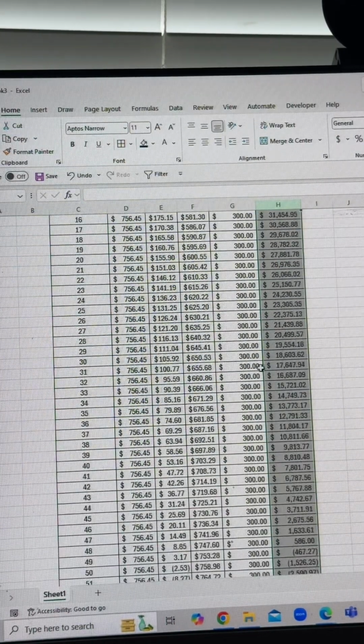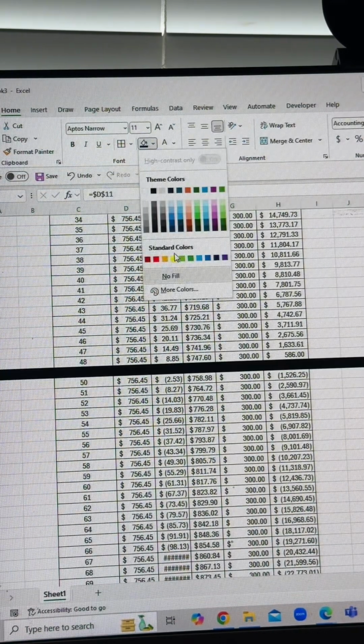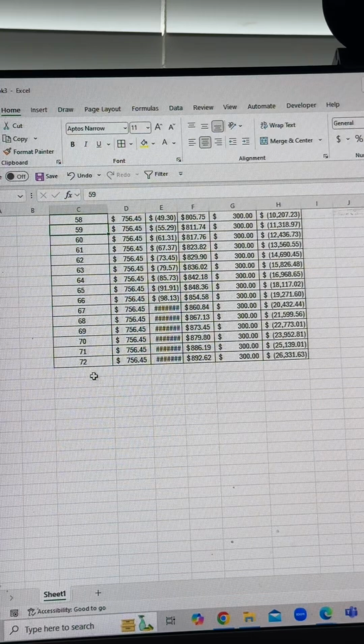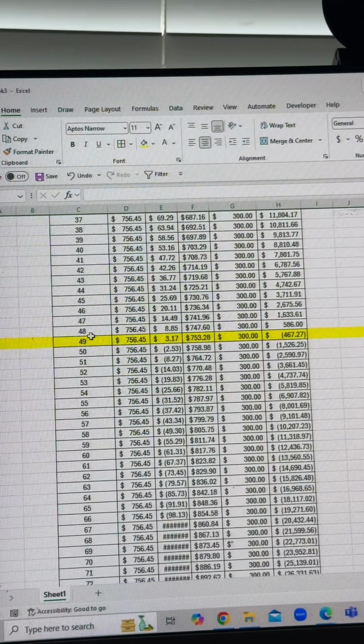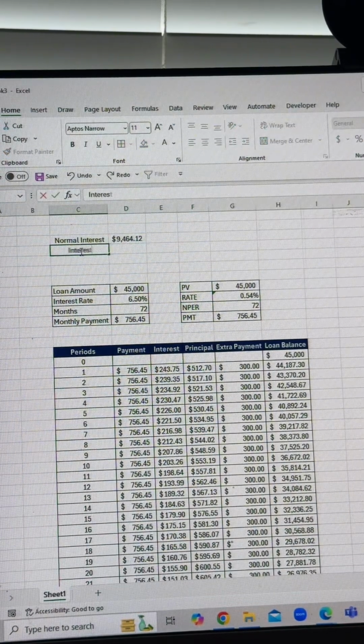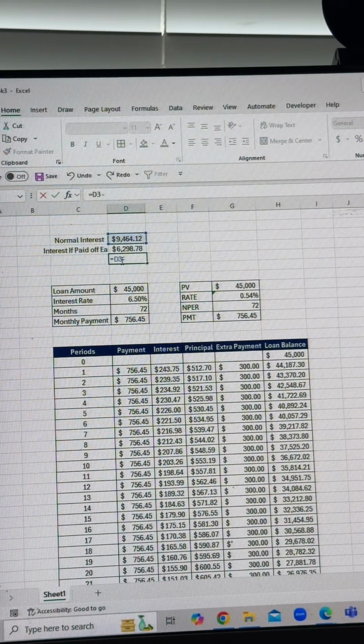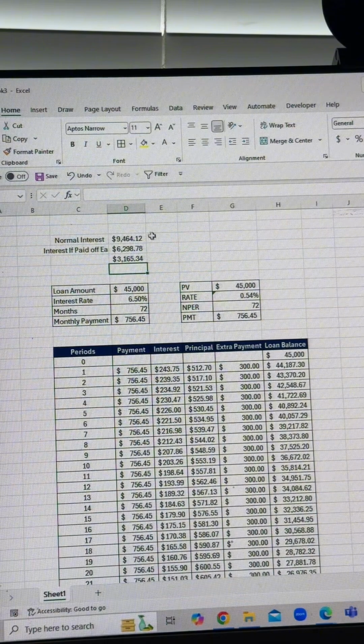On column H, whenever you see the loan balance start getting negative, that means you paid it off. So this would be your last payment right here, row 49. So instead of paying your car off in 72 months, you're going to be paying it off in 49 months. So instead of paying the $9,000 in interest, if you pay it off early, you're going to be paying $6,000 in interest. So by paying your car off early, by just putting at least half of your car payment, you're going to save yourself quite a few $1,000s.